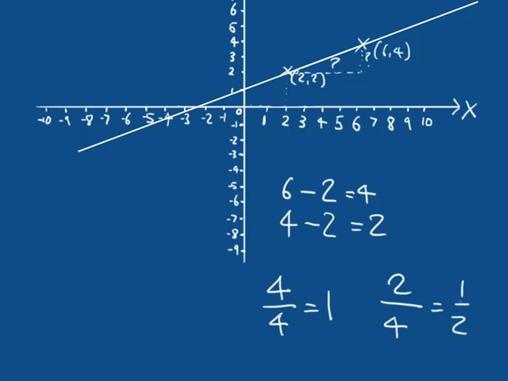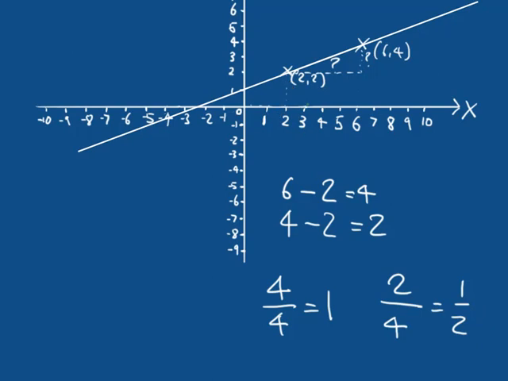So what we've done is we've taken the change in x and the change in y, and we've scaled this down so that we've only moved 1 unit in x and worked out how far we would have moved in y. So for a movement of 1 unit in x, we move a half unit in y. And that tells us that the gradient of this line, our m value for this line, is a half.